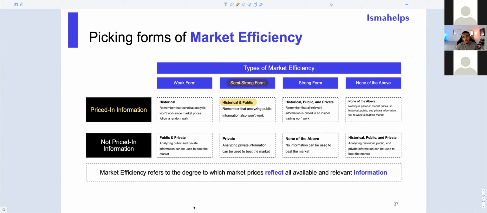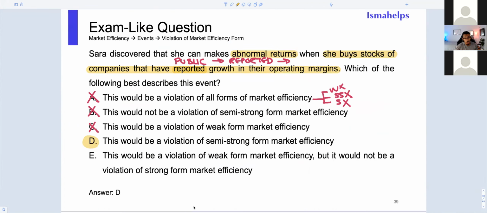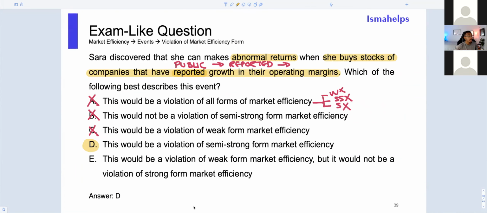Such that, of course, this would be a violation because here, we're telling you, hey man, she did that. And we can't do that under a semi-strong form, okay? So C is correct, D is correct. Now let's look at E, just for fun. This would be a violation of weak form market efficiency. Already here, it's no good. You don't even need to continue. So yes, the answer here is D.